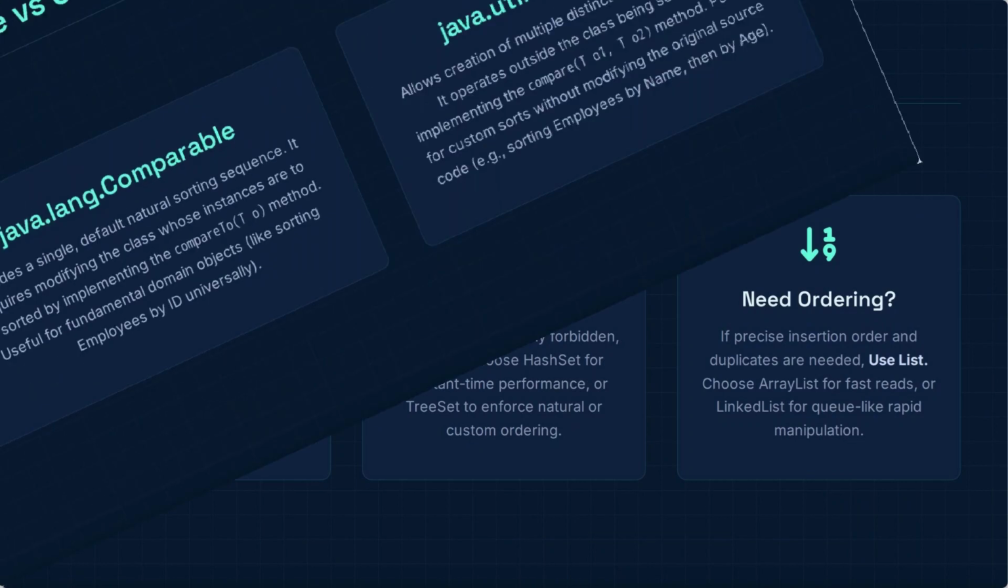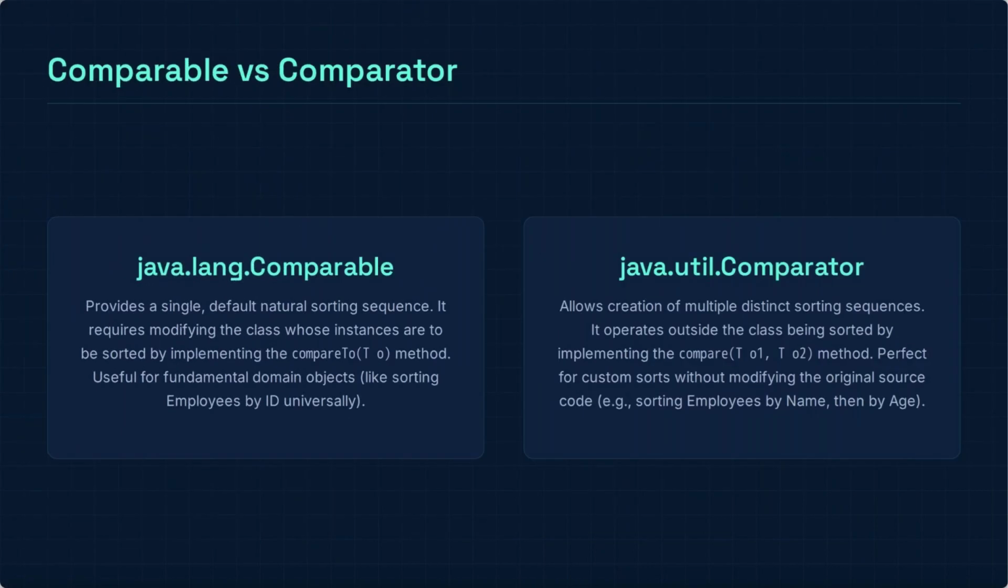If you need precise insertion order and duplicates are allowed, use list. Choose ArrayList for fast reads, or LinkedList for queue-like rapid manipulation. Sorting often requires choosing between Comparable and Comparator. The java.lang.Comparable interface provides a single, default natural sorting sequence. It requires modifying the class whose instances are to be sorted by implementing the compareTo method. This is useful for fundamental domain objects, like sorting employees universally by their ID.